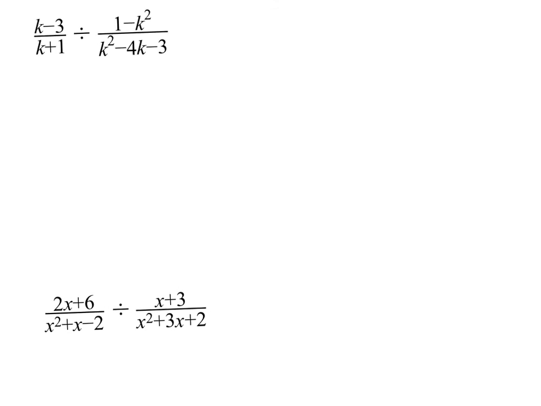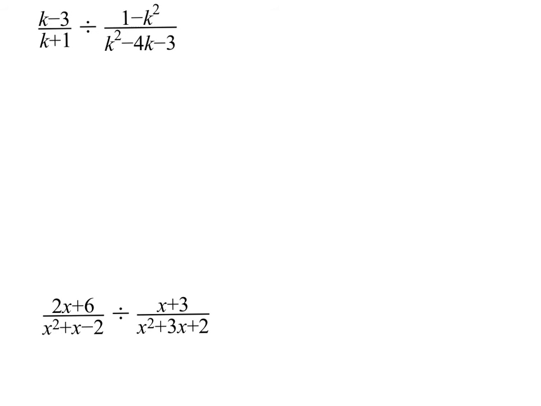So the first we have k minus 3 divided by 1 minus k squared over k squared minus 4k minus 3. What I'll first do is take this and rewrite it as multiplication. So there's my first one, which I don't touch. I'm going to turn this to multiplication, but then I'm going to flip it upside down. Okay. So now we could try to factor it.